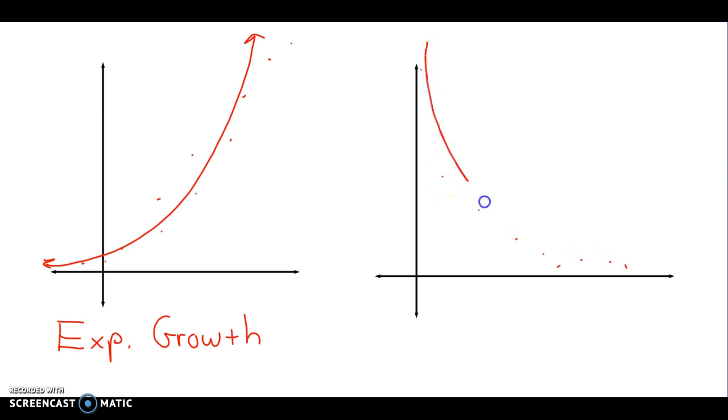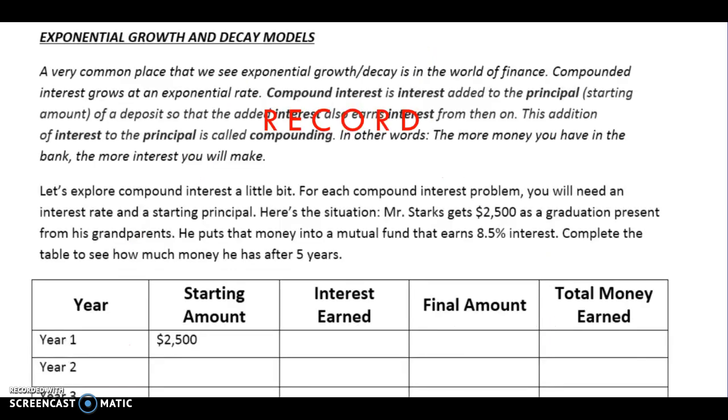And what did we call that downward curve? Exponential decrease. Close. Exponential decay. Okay? So those are our two types of exponentials, growth or decay. So today, we're going to do our applications of exponential growth and decay, which are super important in the real world and very applicable to what we're doing right now.